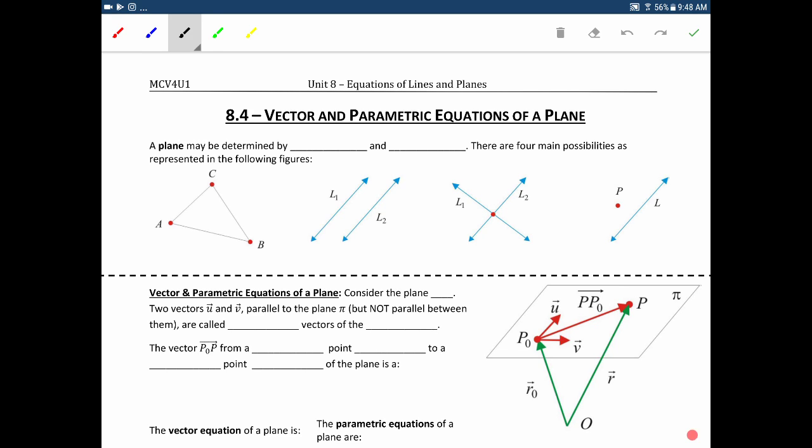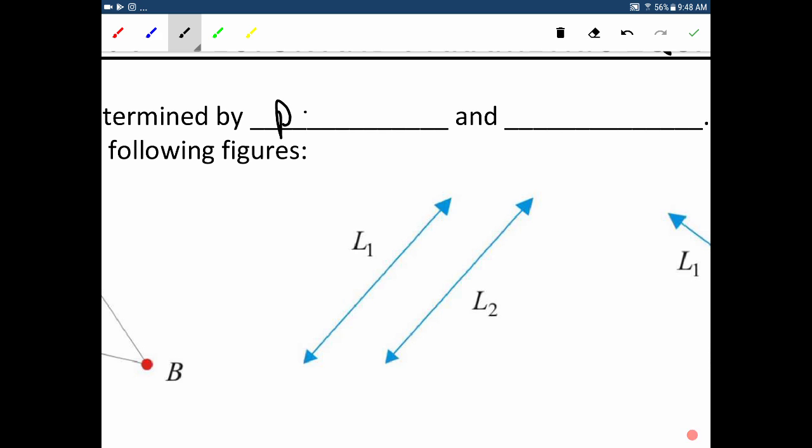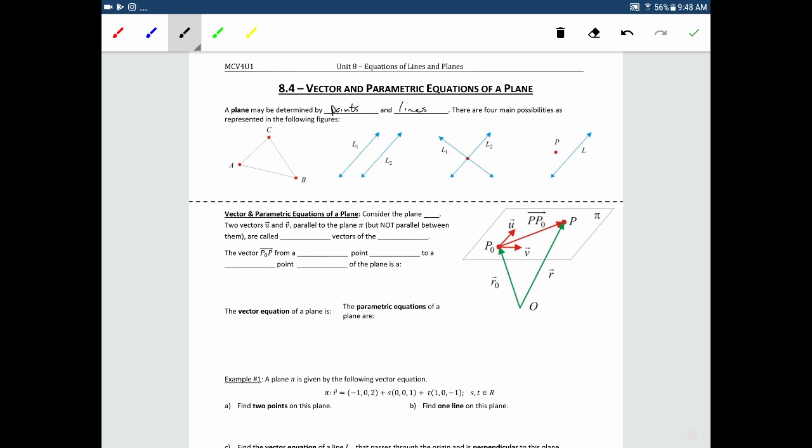Hey guys, today we're taking a look at vector and parametric equations of a plane. A plane can be determined by points and lines. There are four main possibilities which can give us this.